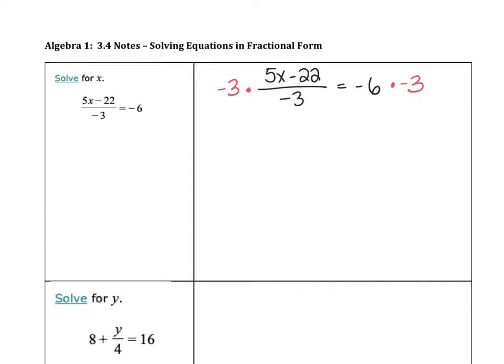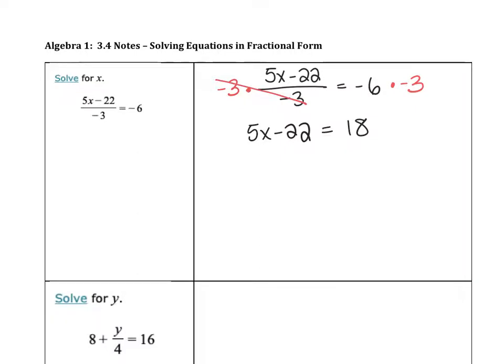So first thing we do is we get rid of the negative 3 that is in the bottom of our equation by multiplying by negative 3 onto both sides. So when we do that, we get 5x minus 22, which is just the top of the equation. We eliminated the bottom, equal to negative 6 times negative 3, which is positive 18. Now that we have done that, we are back to our basic two-step equations.